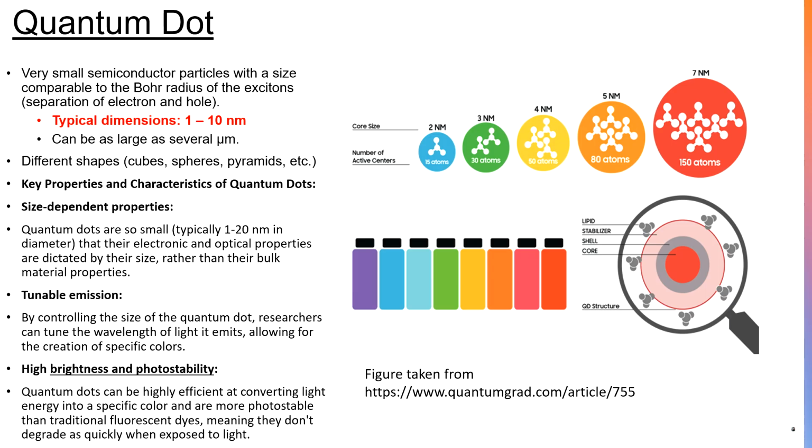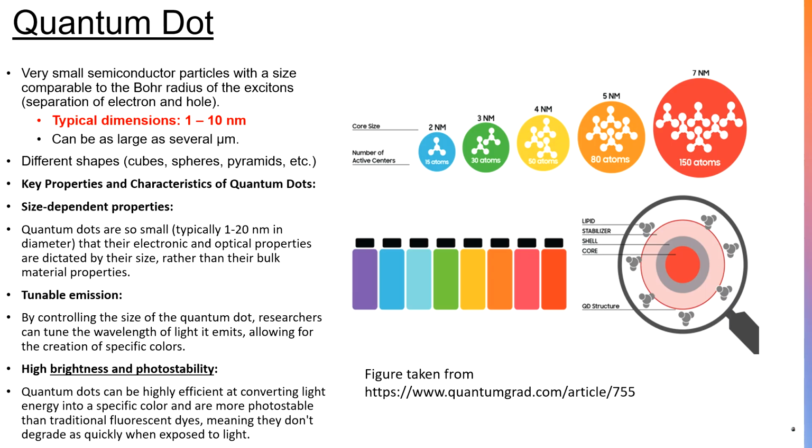The second thing is tunable emission. By controlling the size of the quantum dots, researchers can tune the wavelength of the light it emits, allowing for the creation of specific colors. So you can manipulate the sizes, and the wavelength it can emit can be controlled with the help of tunable emission.